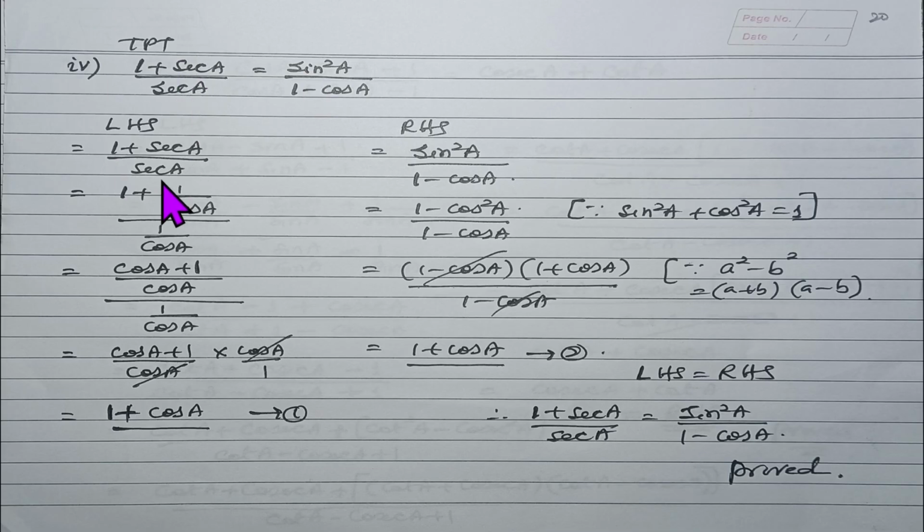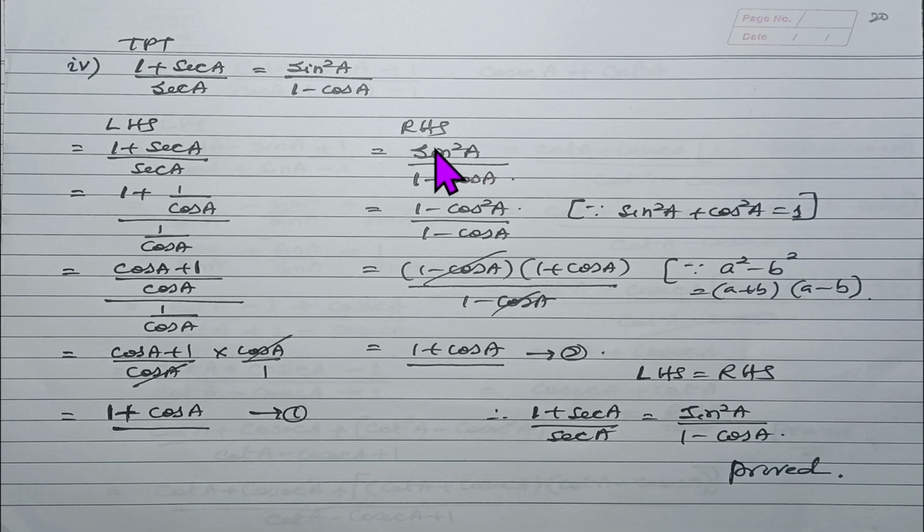1 plus sec a by sec a, and sec a can be written as 1 by cos a. Now take the LCM here. So LCM will be cos a, so it will be cos a plus 1 by cos a, and 1 by cos a, and we are taking the reciprocal here and multiplying it. Division can be multiplied. So cos a plus 1 by cos a into cos a by 1. Cos a cancels. We get 1 plus cos a, and that is the LHS.